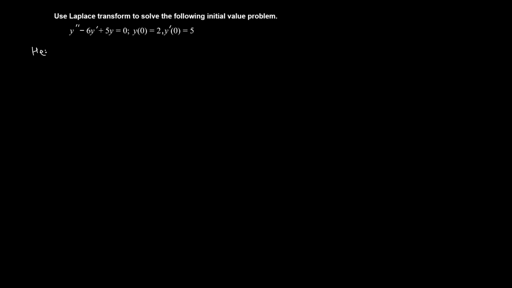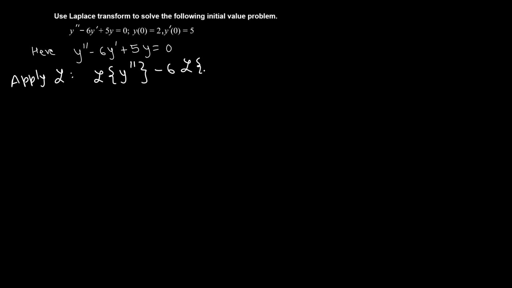So let me write that. Here we have y'' minus 6y' plus 5y equals 0. So we apply Laplace. That means Laplace of y'' minus 6 Laplace of y' plus 5 Laplace of y is equal to Laplace of 0, which is 0.